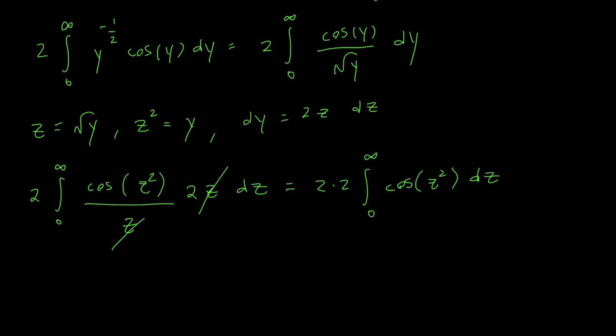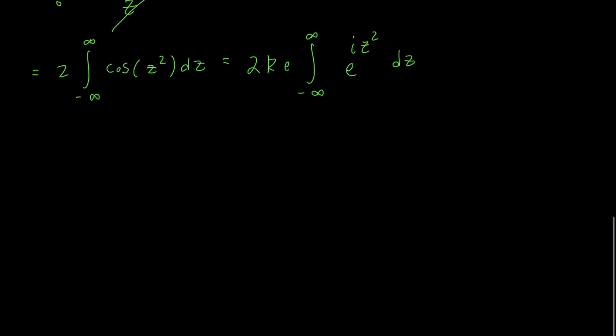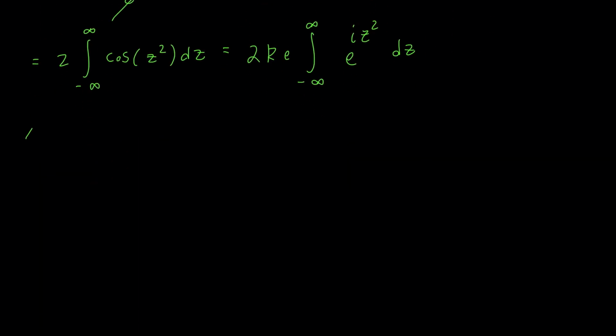But since the integrand is even, we can rewrite this as twice the integral from negative infinity to infinity of the cosine of z squared dz. And we'll write this as twice the real part of the integral from negative infinity to infinity of e to the i z squared dz. And now we'll use the fact that the integral from negative infinity to infinity of e to the negative ax squared dx is equal to the square root of pi over the square root of a. So if we solve for a, we have negative a equals i, which means that a equals negative i.